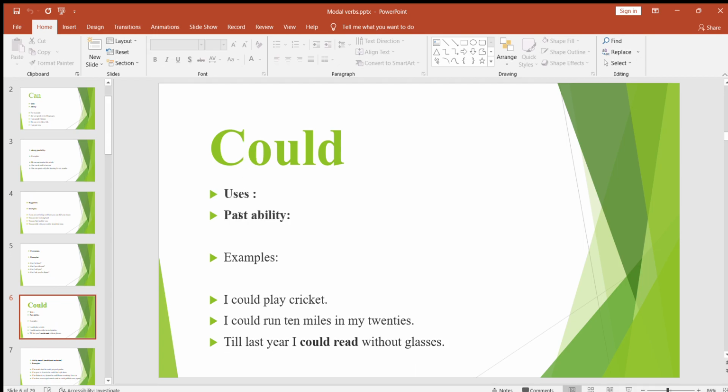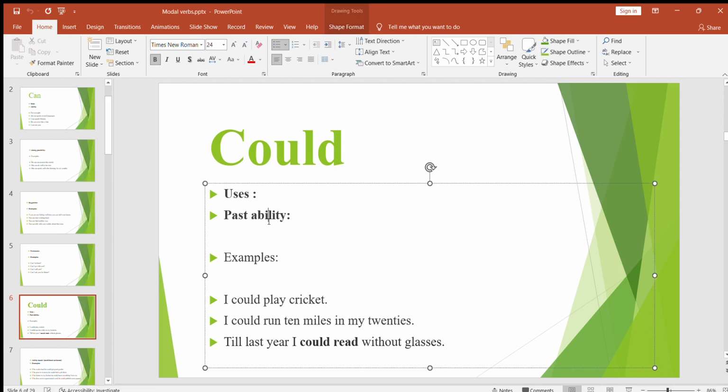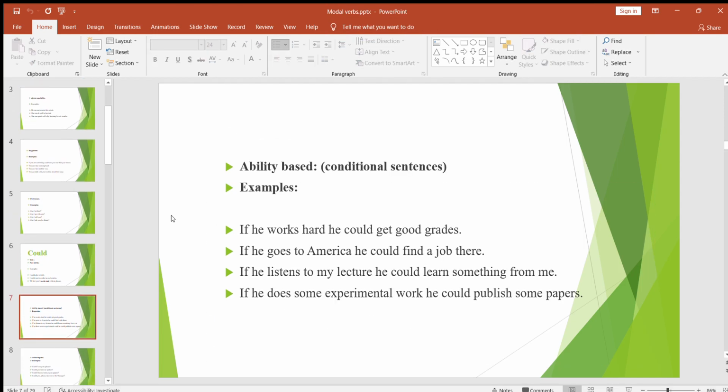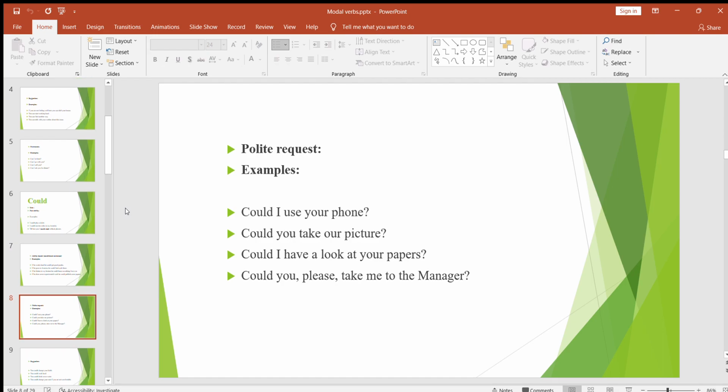The first use of could was past ability. Then the next use was ability based conditional sentences. This was the second use of could. The third use, and one of my favorite ones, is for polite request or for humble request.